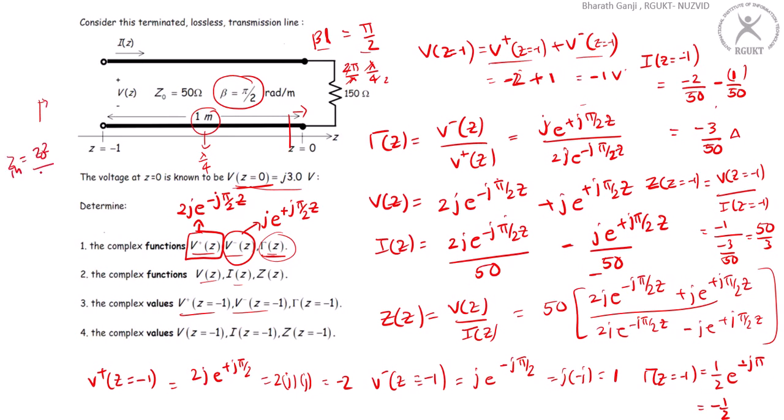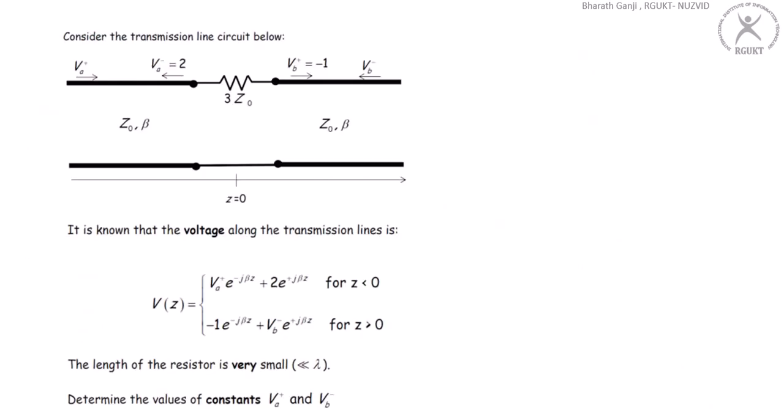Z0 square divided by ZL. So Z0 square is 50 into 50 divided by ZL, which is 150. So you'll end up with an answer of 50 by 3. So that is what we had here also. Okay, so that means our analysis is right. So let's move on to the next question.